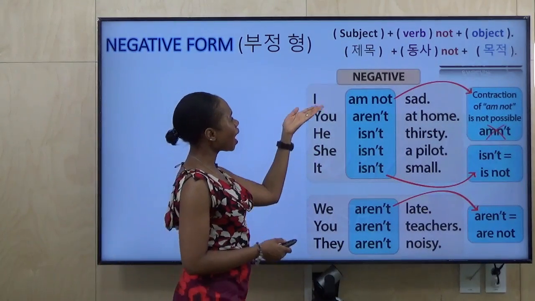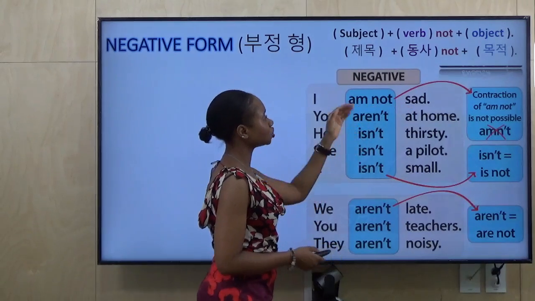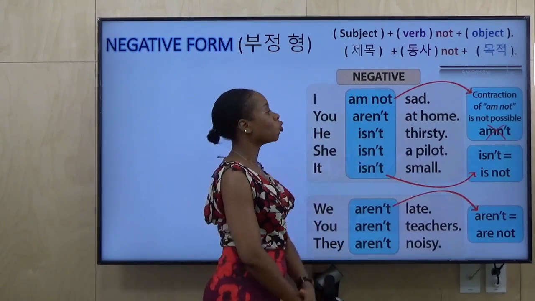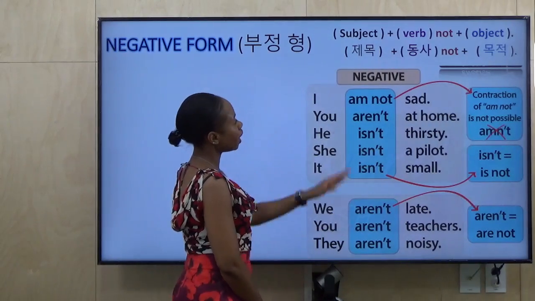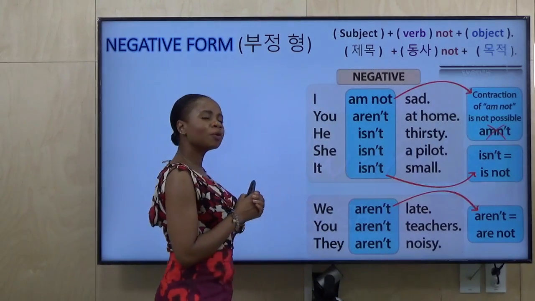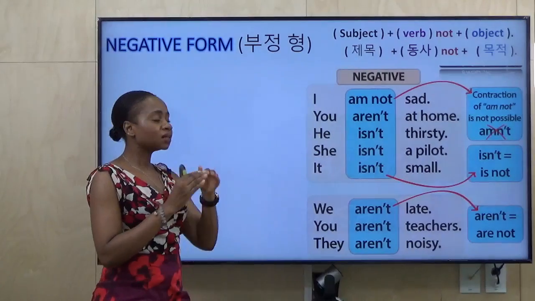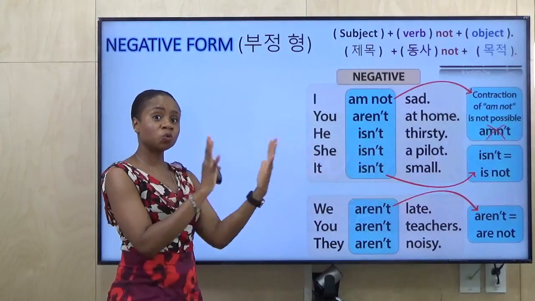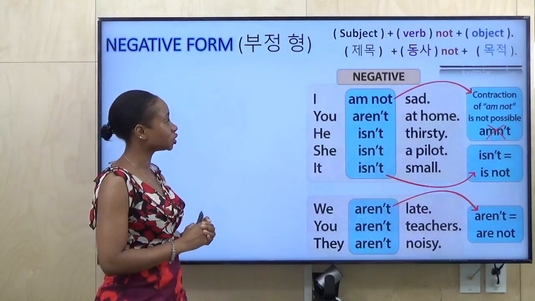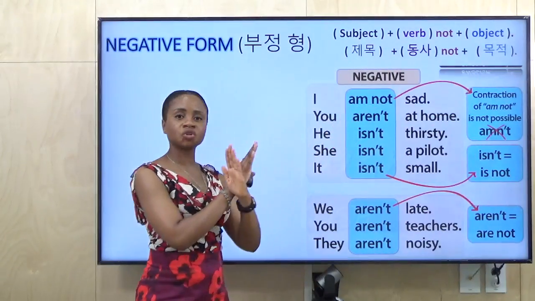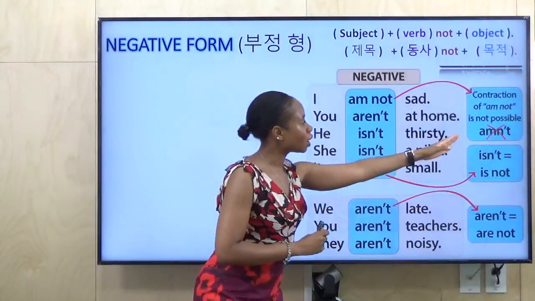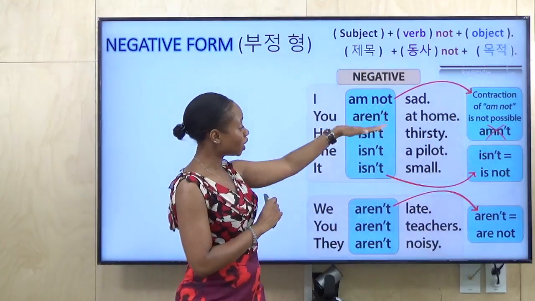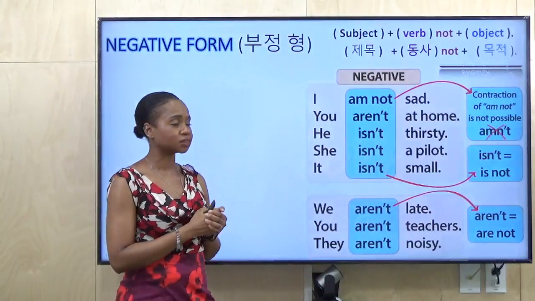Okay. I am not sad. So our be verb is still number 2, and not always comes right after it. Okay. Am and not. Remember I told you about contractions? Instead of saying, I am not sad, or it's too long, we say it really short and we use a contraction. Am and not has no contraction because amn't is not a word. It's not correct. But the rest of the words have contractions, okay?